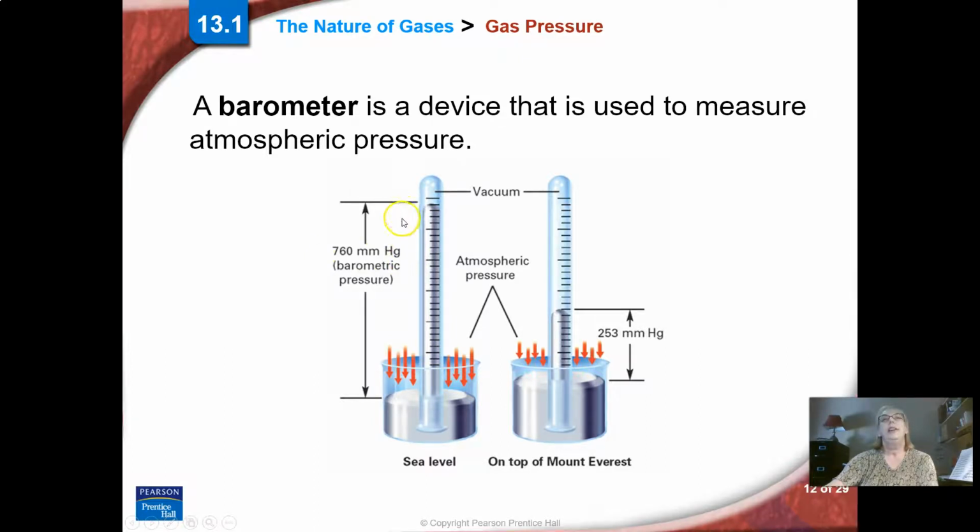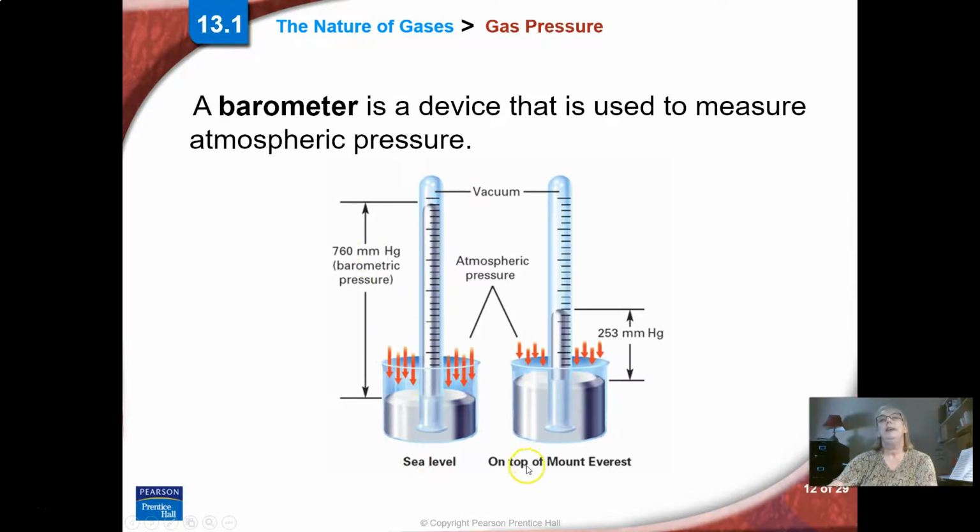The outside pressure is pressing down on this mercury. All those gas particles are hitting this pool of mercury, and that's pushing the mercury into this evacuated tube. There was a vacuum at the beginning, and there's no gas inside here, so it pushes this mercury up, up, up. This is how we measure atmospheric pressure. So at sea level, we're at 760.